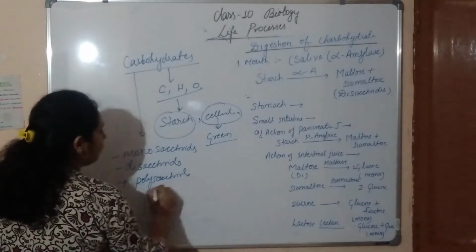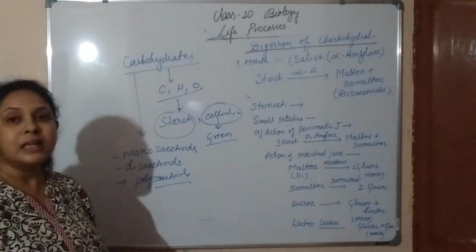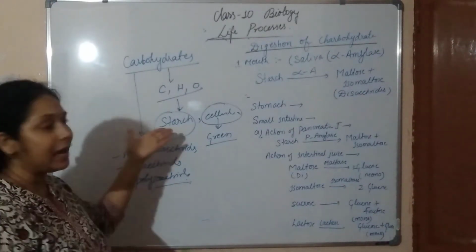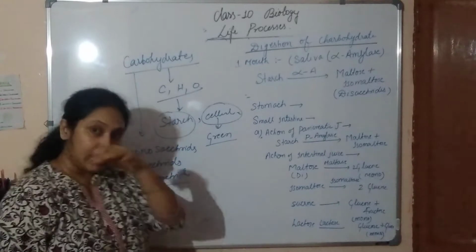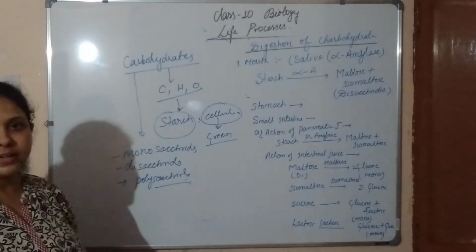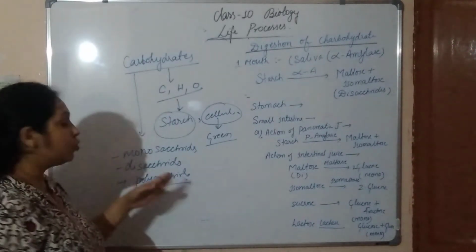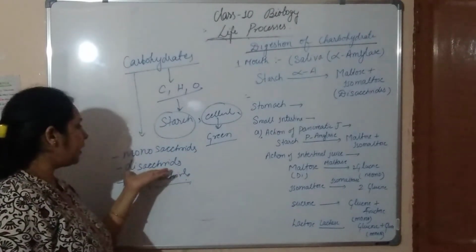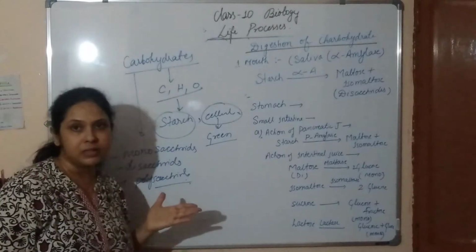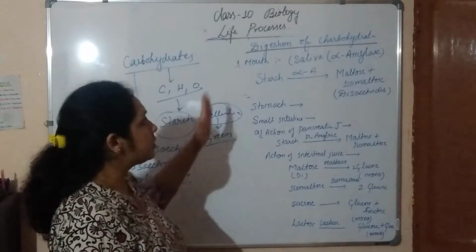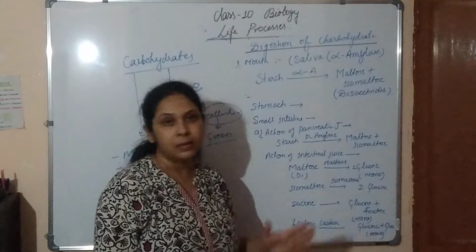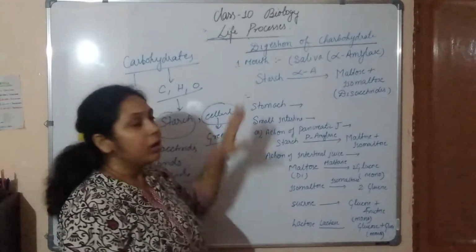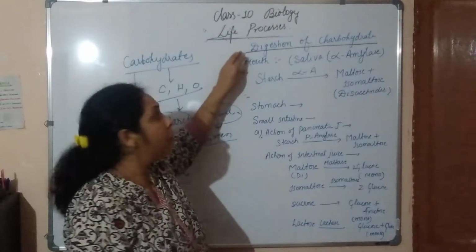So in the digestion process, what happens? These complex carbohydrates like starch, which are called polysaccharides, are broken down into simpler substances like disaccharides and monosaccharides. So let's see how this digestion process takes place. Now, first of all, we will start from the mouth.